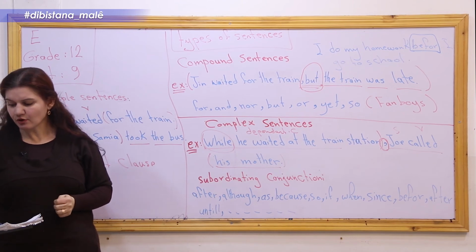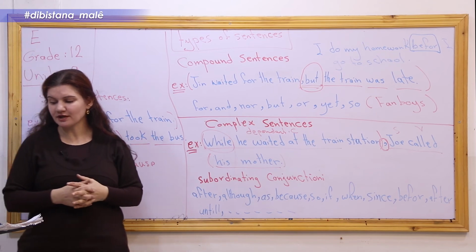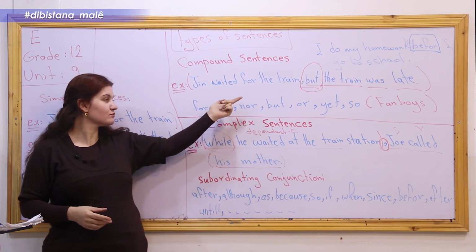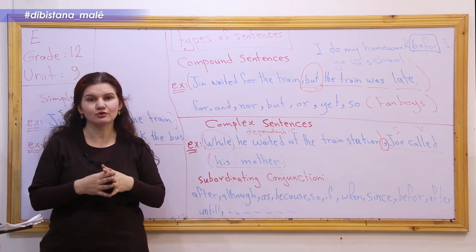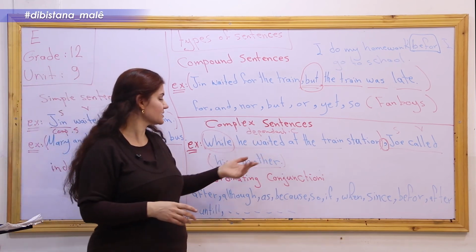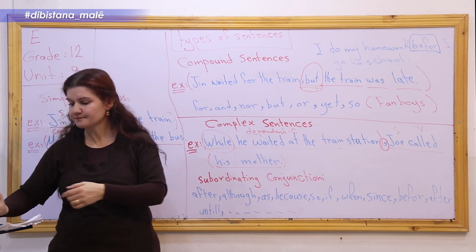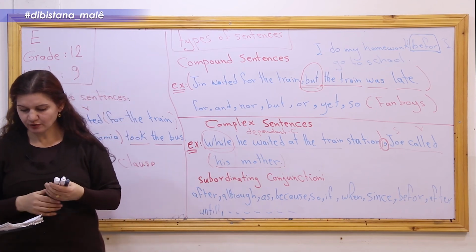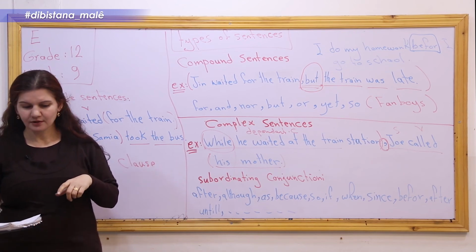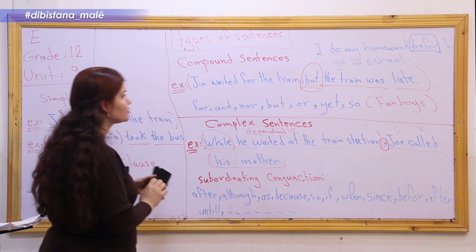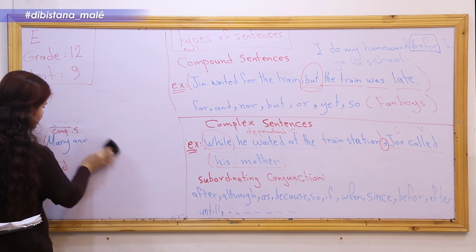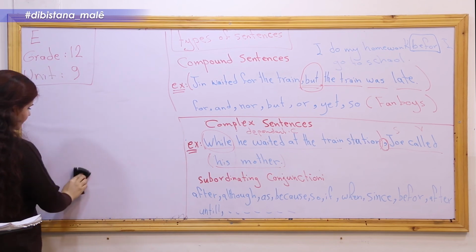A word such as although conveys a more complex relationship than a word like and conveys. So I finished complex sentences, and we have page 120, exercise. We will check it together.